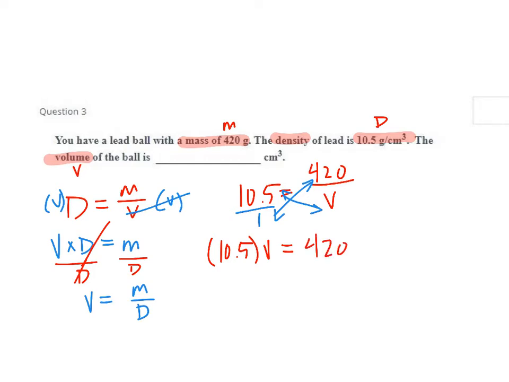So your last step, because you want to get V by itself, is to divide both sides by 10.5. Whatever you do to one side, you must do to the other. And that allows me to isolate for V. And 420 divided by 10.5. 420 goes into the calculator first. 10.5 goes into the calculator second. When I divide those two, I get 40.